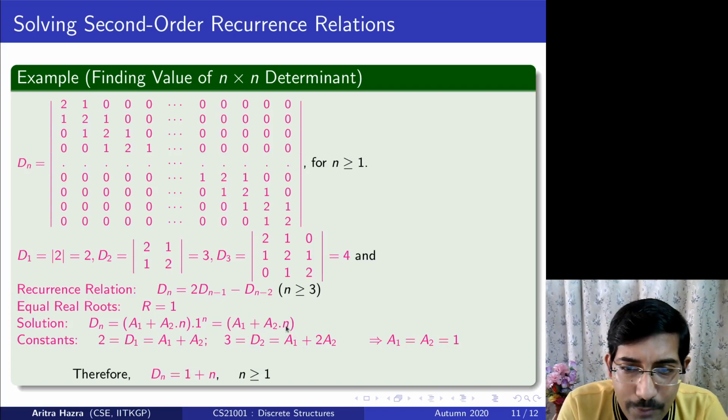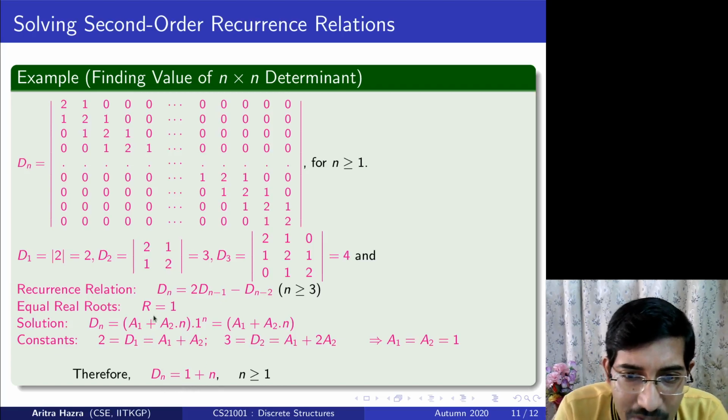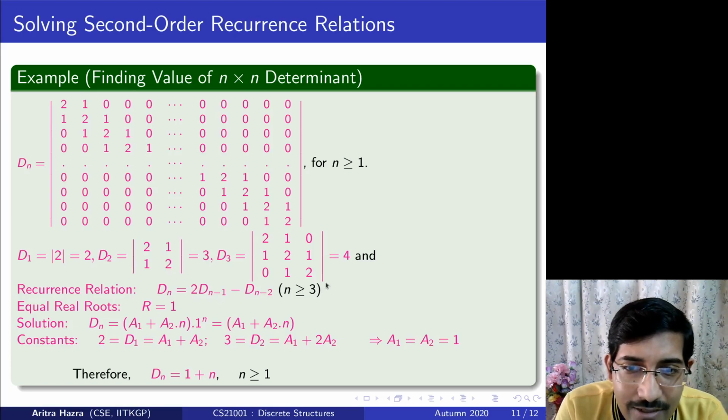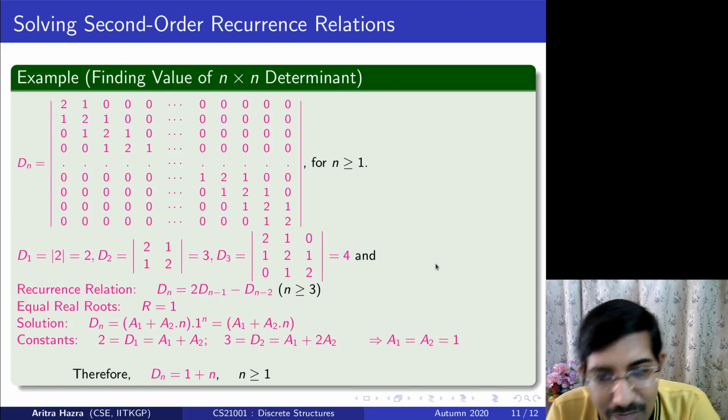Interestingly, both being 1 means my determinant is just 1 plus n, is it? See, D1 equal to 2, D2 equal to 3, D3 equal to 4, D4 will be equal to 5.